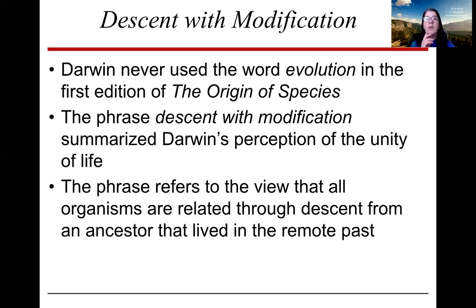Okay, so Darwin, again, never used the word evolution in his original book called The Origin of Species. He used the phrase descent with modification.